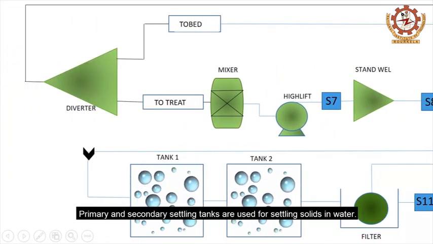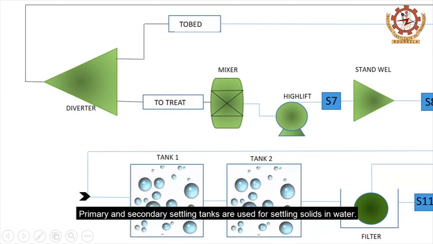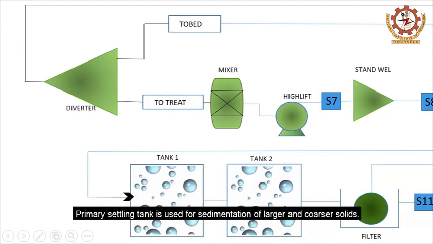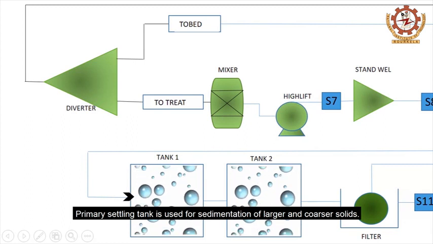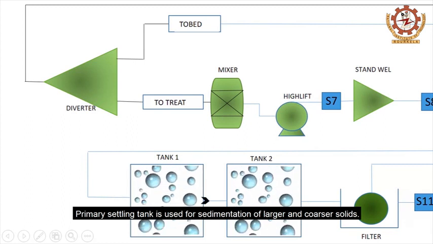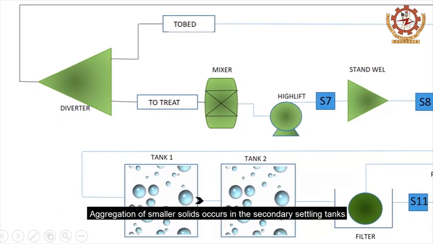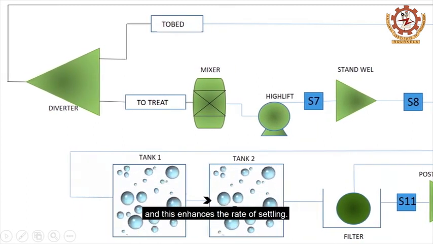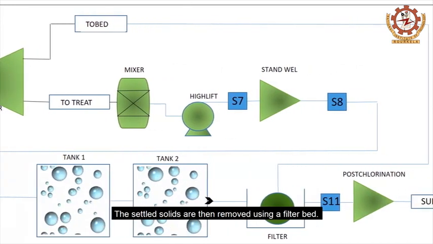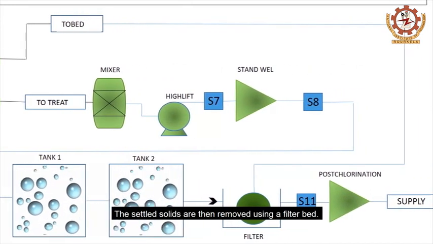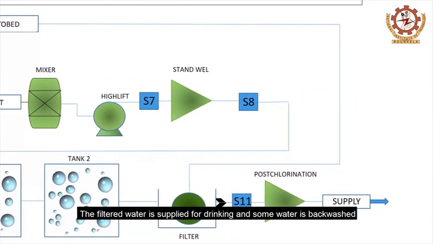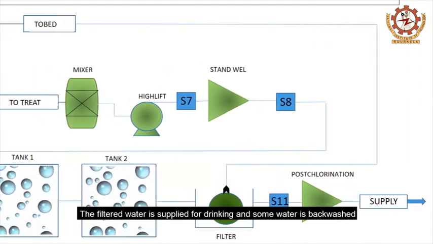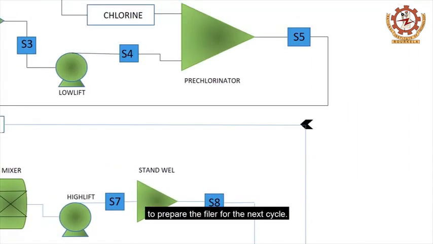Primary and secondary settling tanks are used for settling solids in water. Primary settling tank is used for sedimentation of larger and coarser solids. Aggregation of smaller solids occurs in the secondary settling tanks, and this enhances the rate of settling. The settled solids are then removed using a filter bed. The filtered water is supplied for drinking, and some water is backwashed to prepare the filter bed for the next cycle.